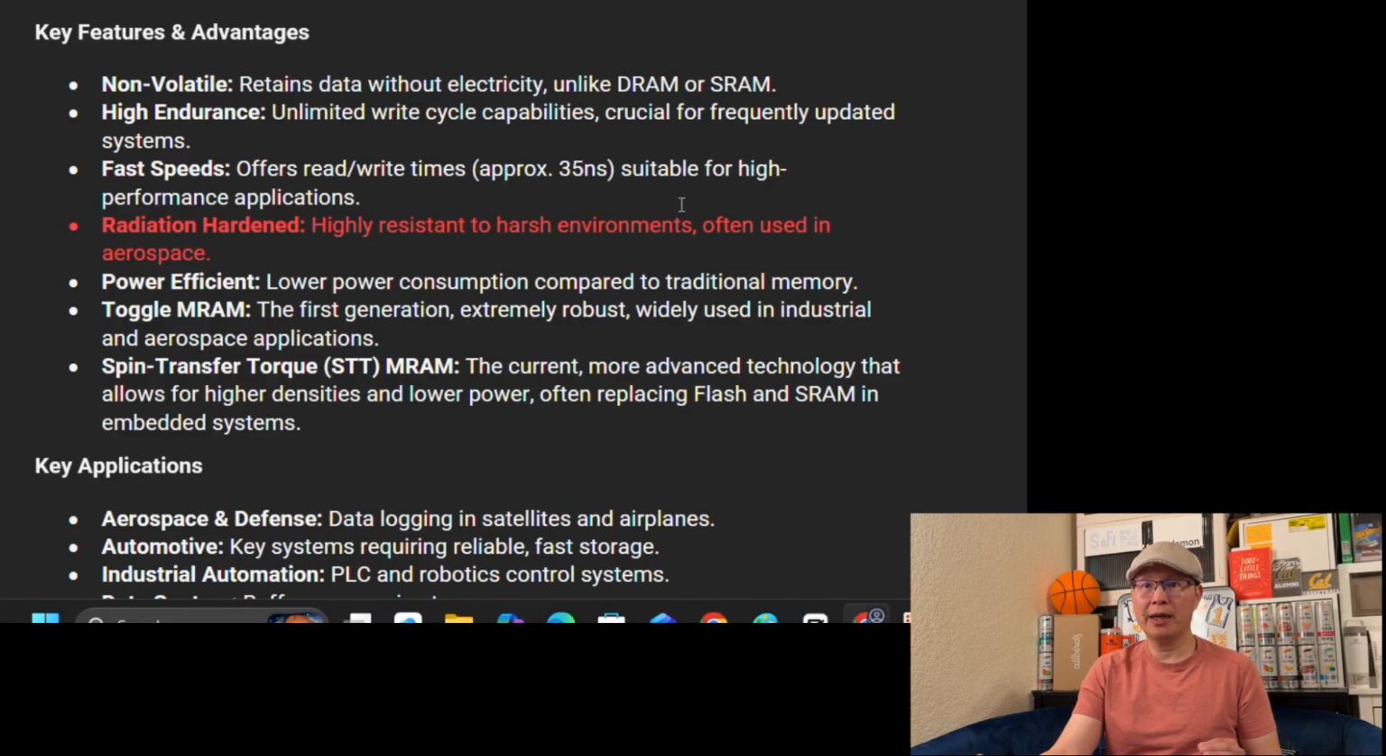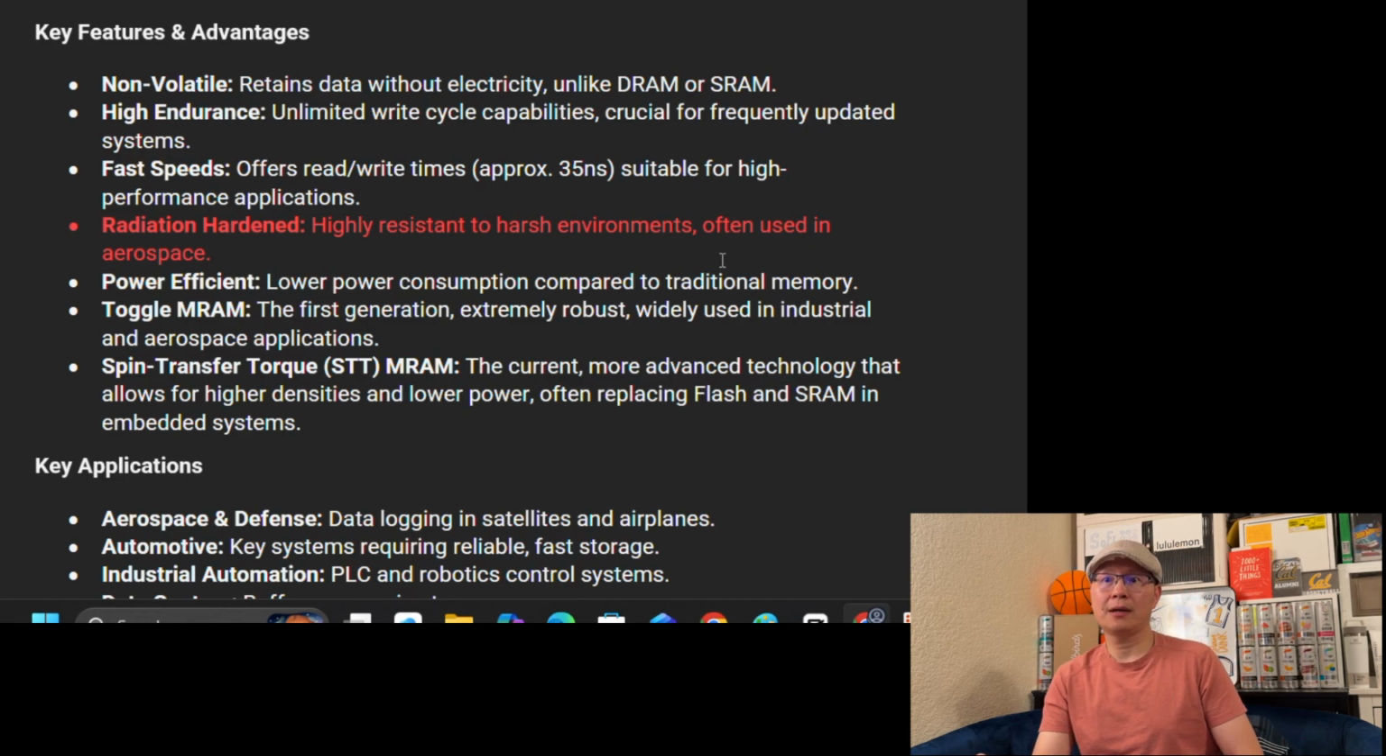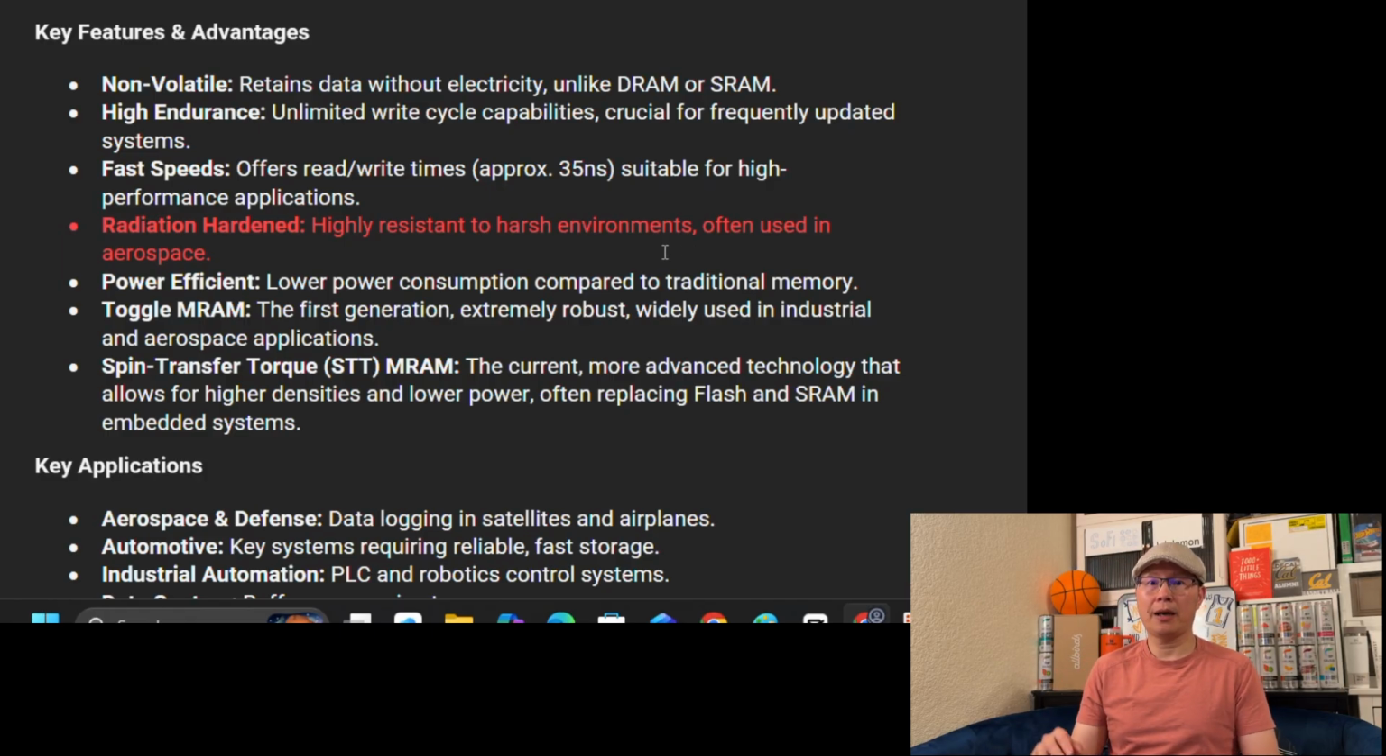Fast speeds. Offers read-write times of approximately 35 nanoseconds, suitable for high-performance applications. This one in red because radiation hardened. Highly resistant to harsh environments, often used in aerial space. So it is not easily susceptible or compromised by radioactivities, so it's very suitable for aerial space applications. And remember what? We have Rocket Lab, we have SpaceX, we have Blue Origin, and we also have a few others such as Firefly Aerial Space, that is another rocket company. And all these companies will be increasingly using MRAM in their systems and rockets and satellites.